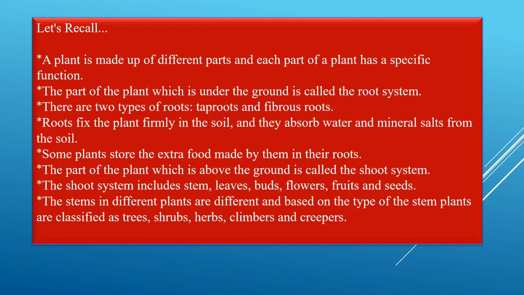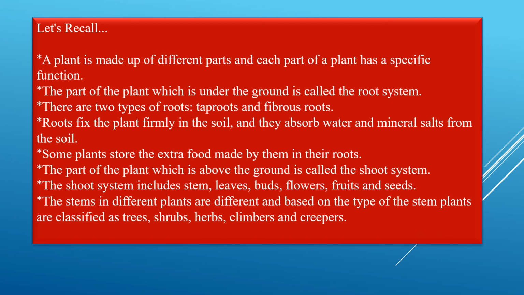Some plants store the extra food made by them in their roots. So what is said here? Some plants have extra food. If a human being eats extra food, what will happen to us? We will become very fat. The same thing happens to them also. If there is extra food in them, that food is stored in roots. For example, radish, carrot, turnip, etc.